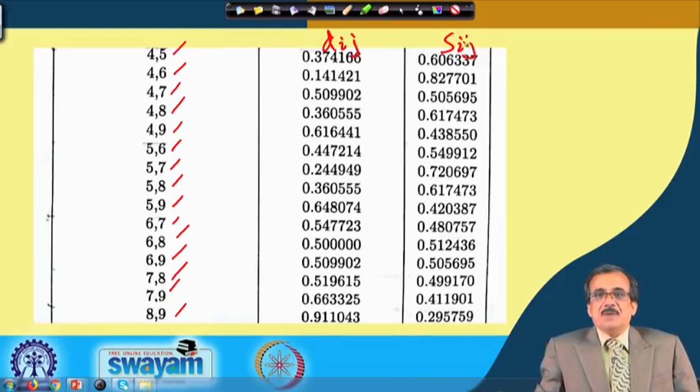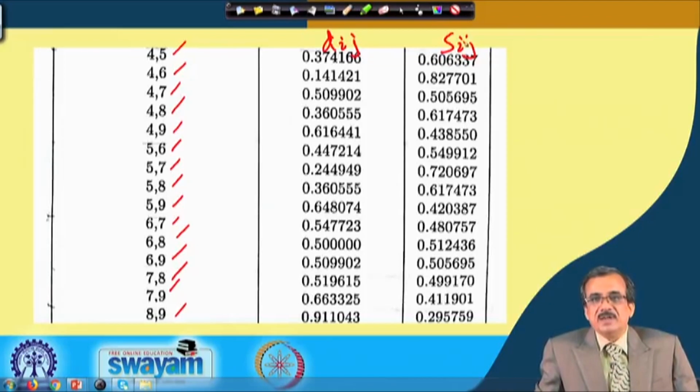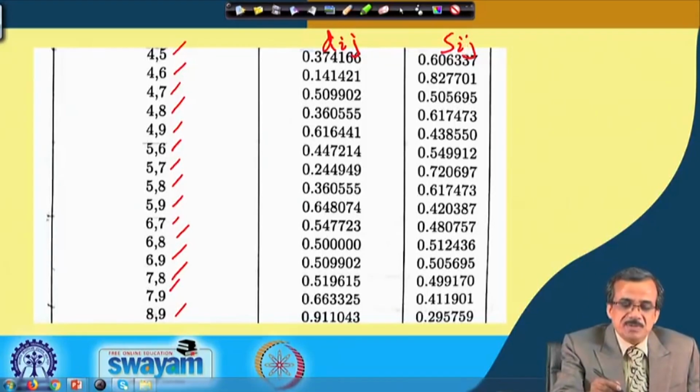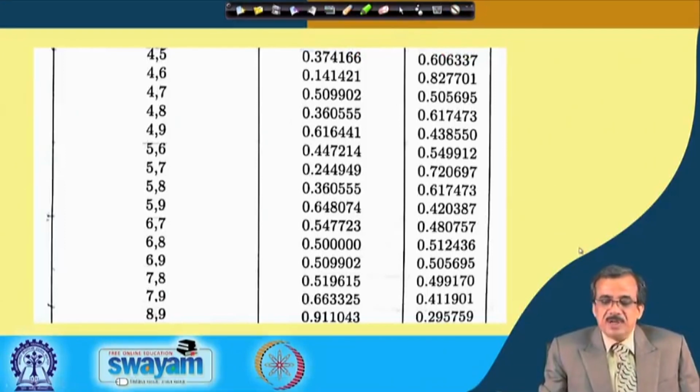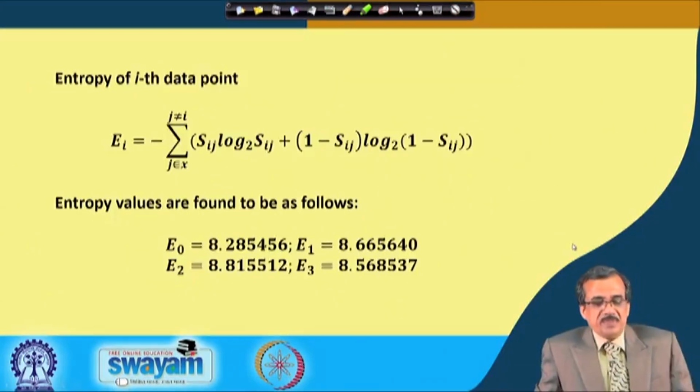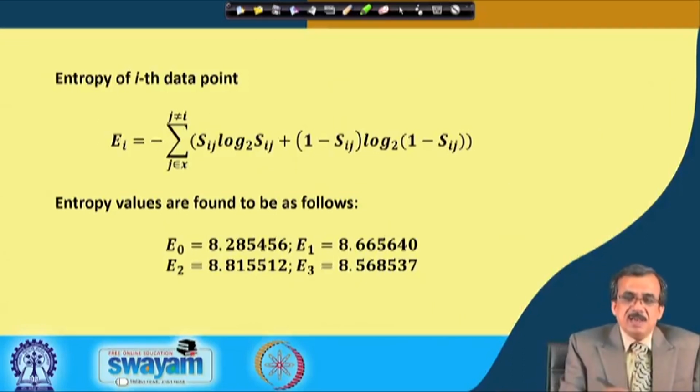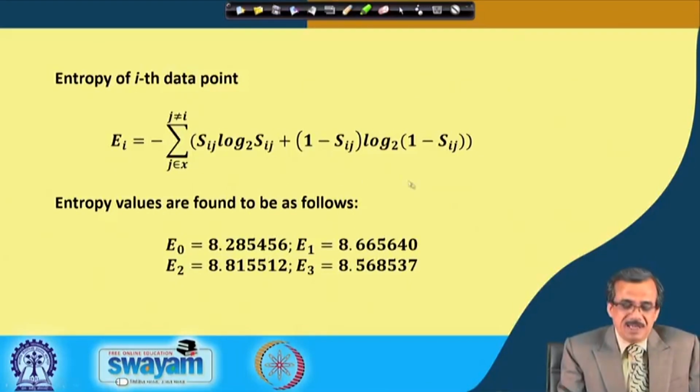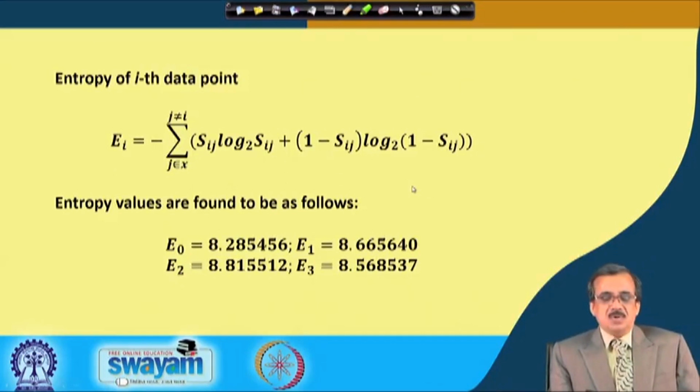Now, for the different combinations of the data points, we have already calculated their Euclidean distance values and the similarity values. Now, we are going to use this information to find out what should be the entropy, the total entropy for each of the data points. So, here we have considered there are 10 points, that means starting from E0, I will have to find out E9. Now, let us see how to find out.